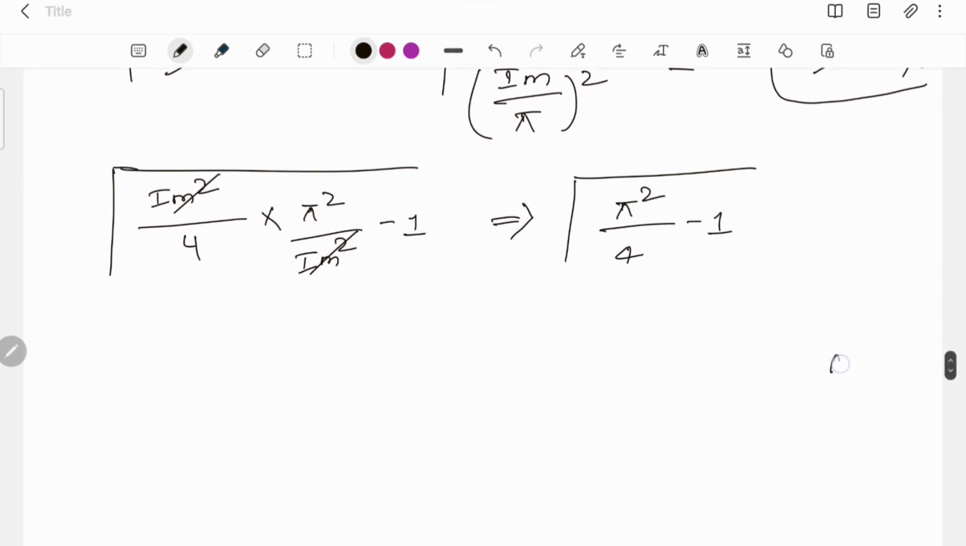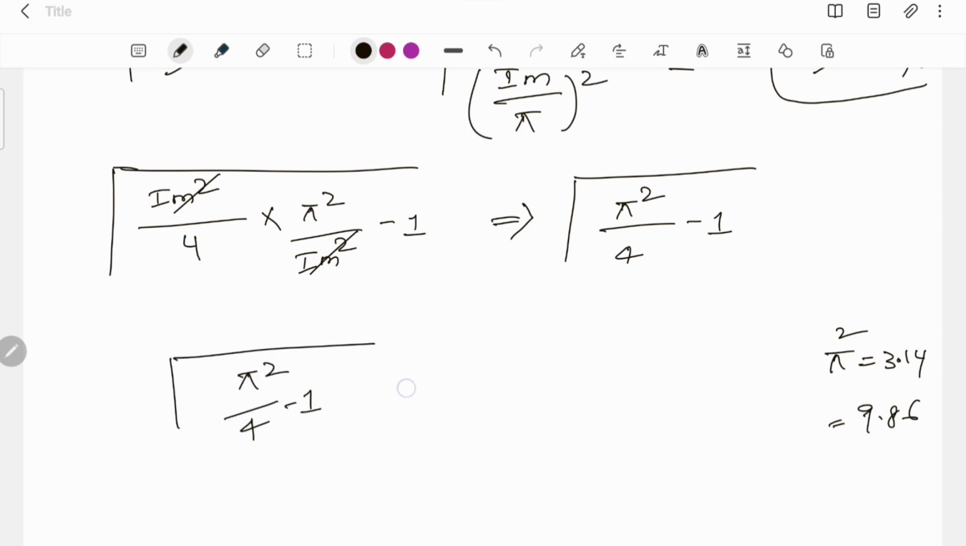As we know the value of pi, that is 3.14, pi square means 9.86 something. So by the calculator we can find out the root of pi square by 4 minus 1, that is approximately 1.21. So this is the ripple factor, the ripple content which is present in the pulsating DC. So this is about the ripple factor.